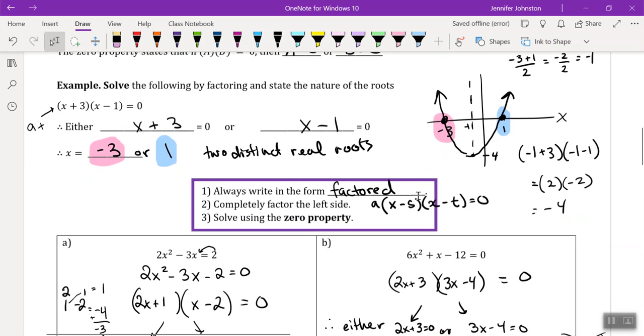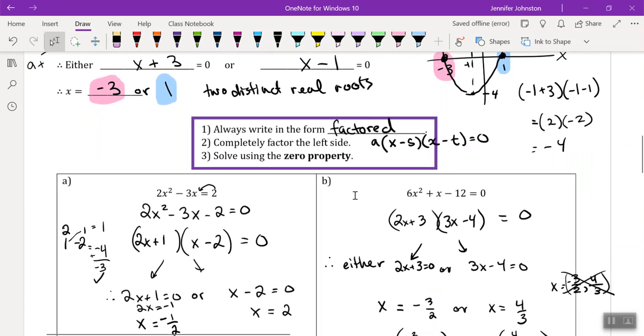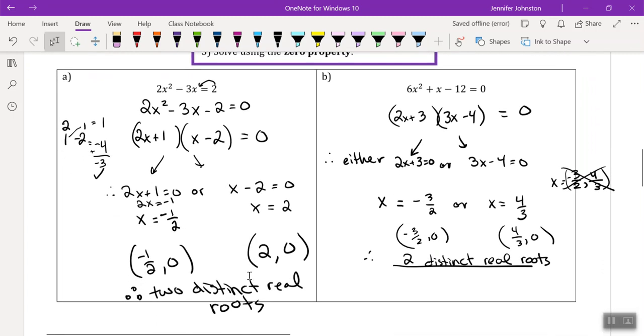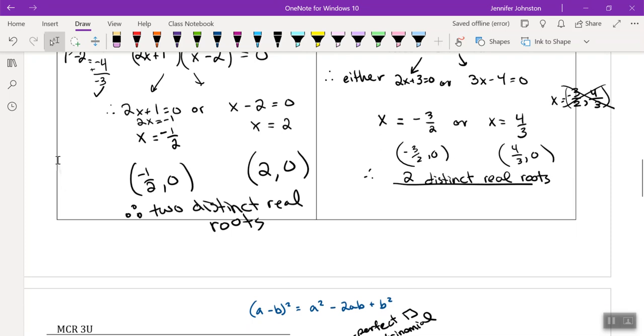It's already in factored form for us, and then we use the zero property. So we've done both of these here. We've even stated the nature of the roots. Factor first: bring everything to one side, make it look like a trinomial, and then from there factor it. Then once you get your 2 factors, it tells you if they're 2 equal, 2 distinct, or 2 complex conjugate roots.